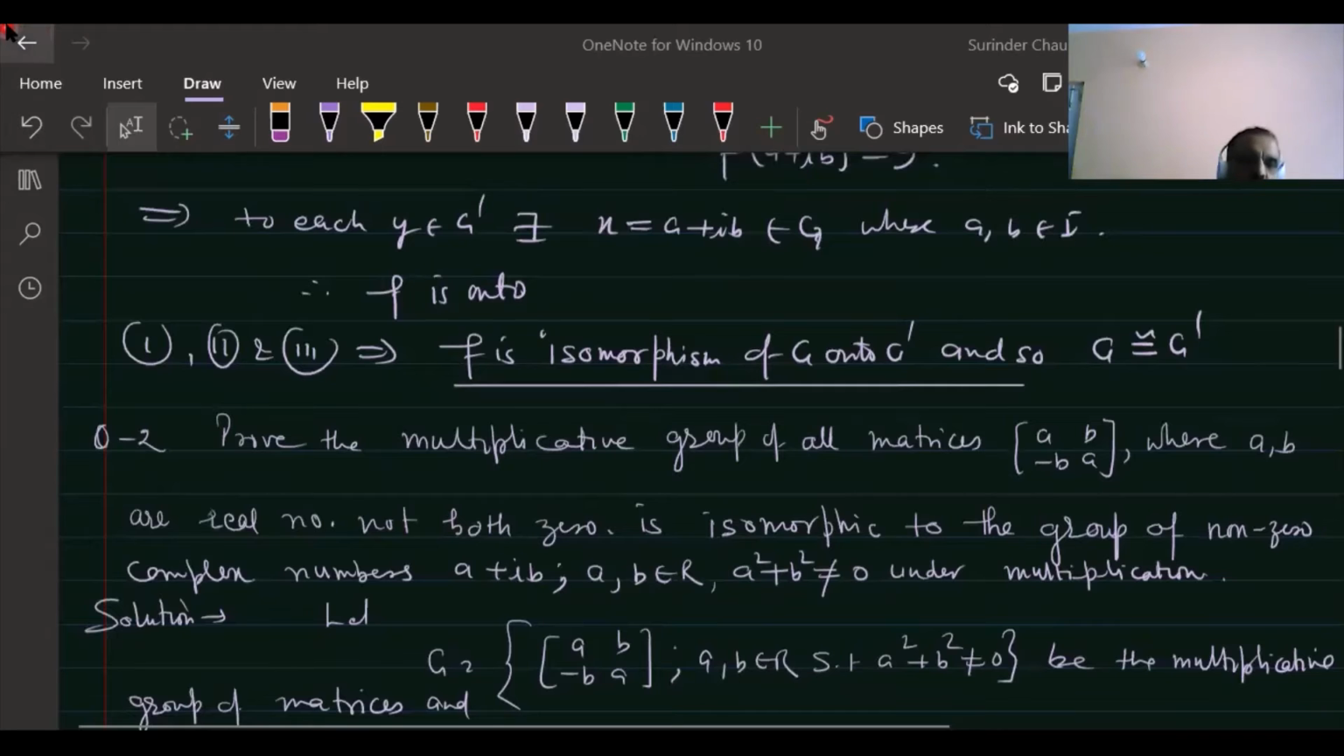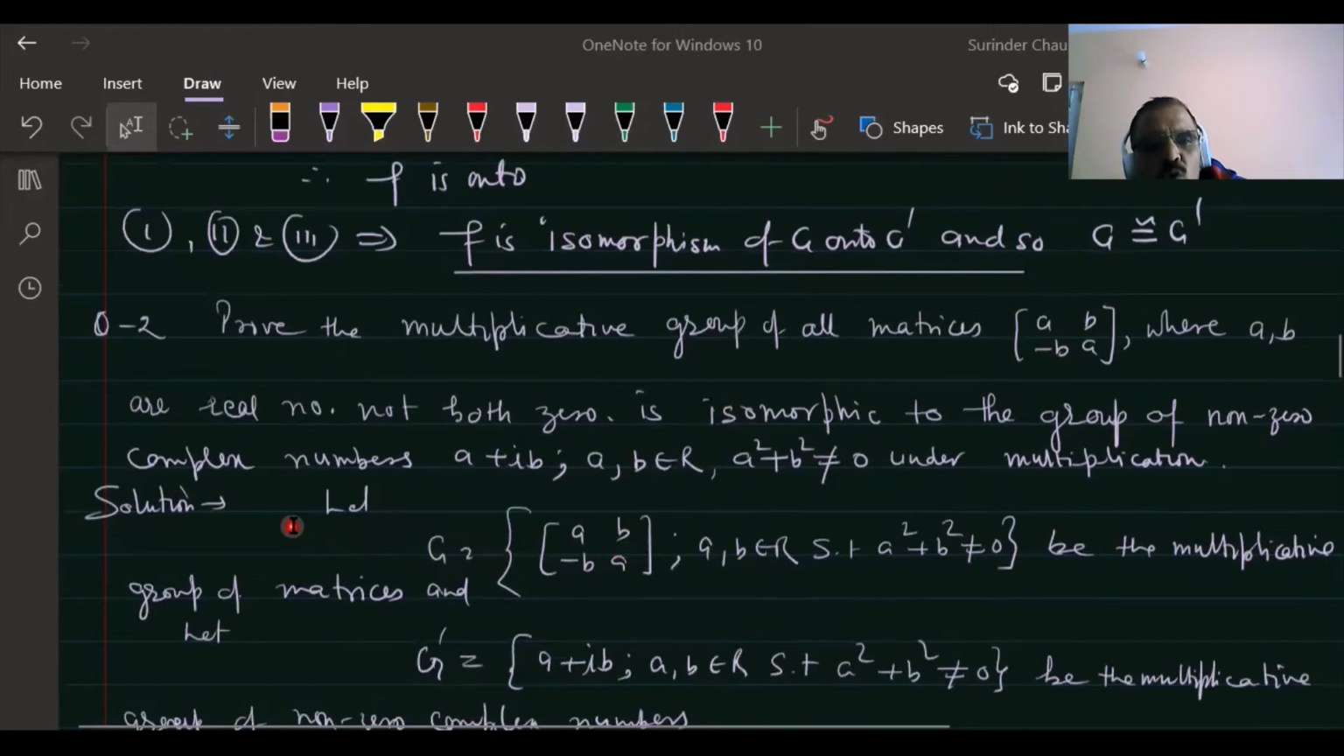Second problem: prove that the multiplicative group of all matrices (a, b; minus b, a), where a and b are real numbers, not both zero, is isomorphic to the group of non-zero complex numbers a plus iota b, where a and b are real numbers and a square plus b square is not equal to zero, meaning a and b are not both zero, under multiplication.